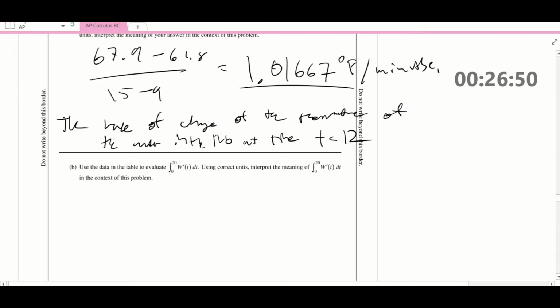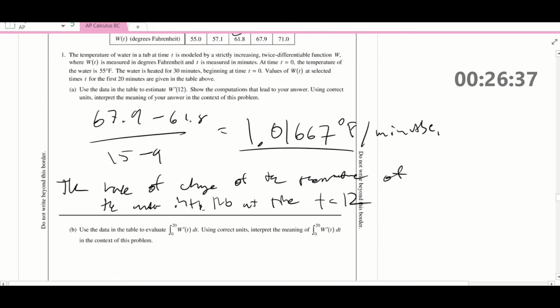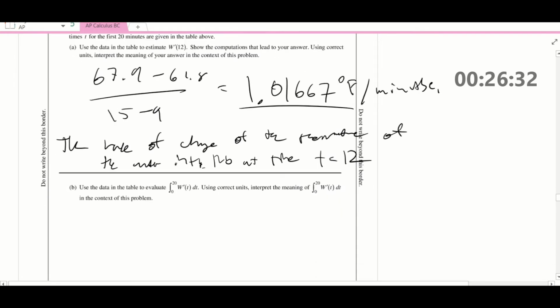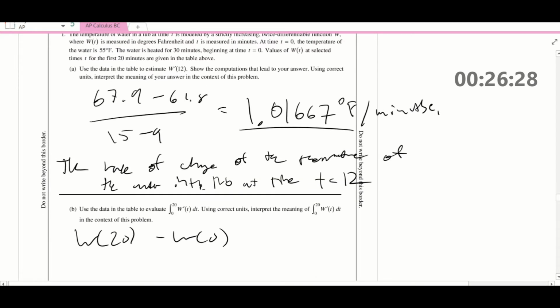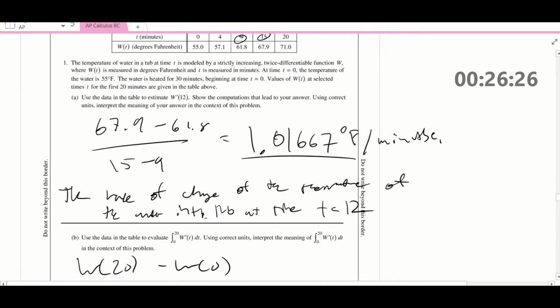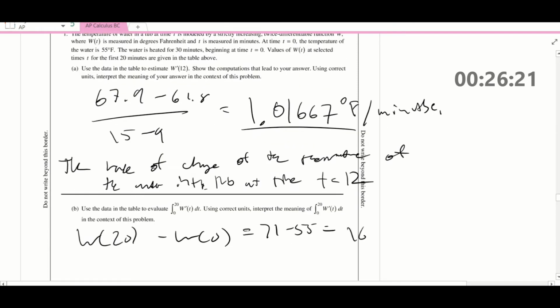Okay, part B. Use the data in the table to evaluate the integral from 0 to 20 of W prime of t dt. Using correct units, interpret the meaning of this in the context of the problem. Okay, from the fundamental theorem of calculus, this is just W of 20 minus W of 0. So it's just 16 degrees Fahrenheit.